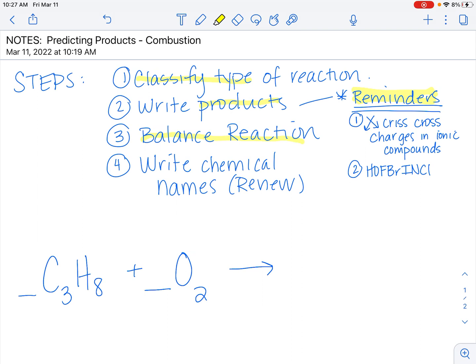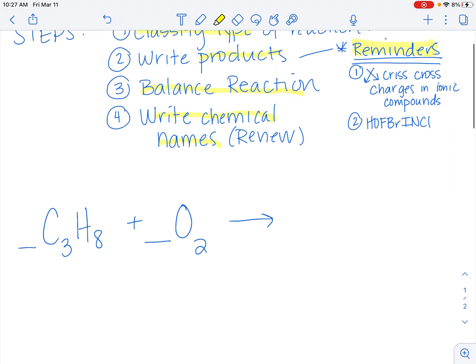And this last part, number 4, it says write chemical names. You will not have to do that for all of those, but you still need to be able to do that. That's something we learned last unit, so that's really more of a review portion of this. All right, so here's an example that I have listed.